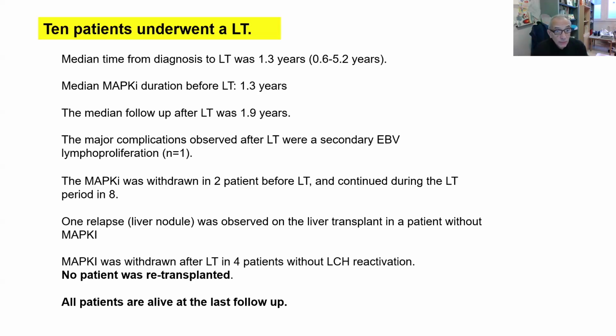The single and major complication observed was a secondary lymphoma, secondary to EBV lymphoproliferation. Among this group of patients, two patients have withdrawn MAP kinase inhibitor because of lack of efficacy before liver transplant. And so 8 patients received MAP kinase inhibitor during the transplantation period. We observed 1 relapse in a patient who was not receiving MAP kinase inhibitor during the transplantation period.